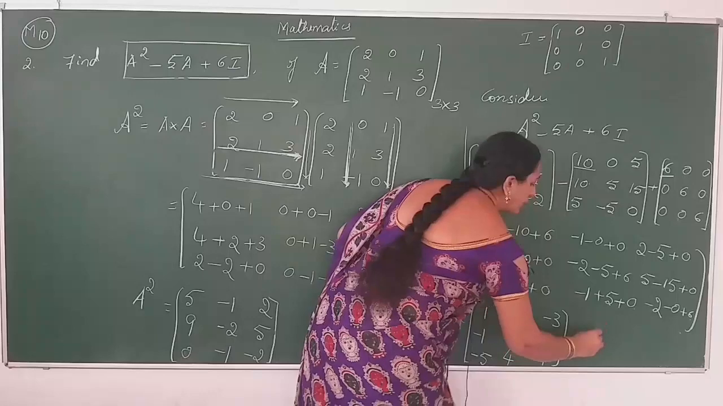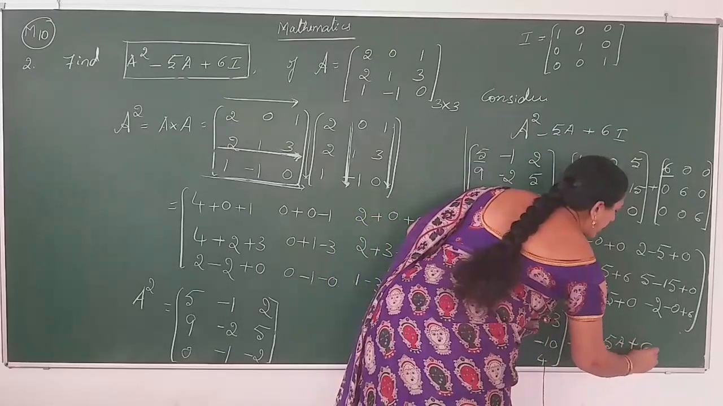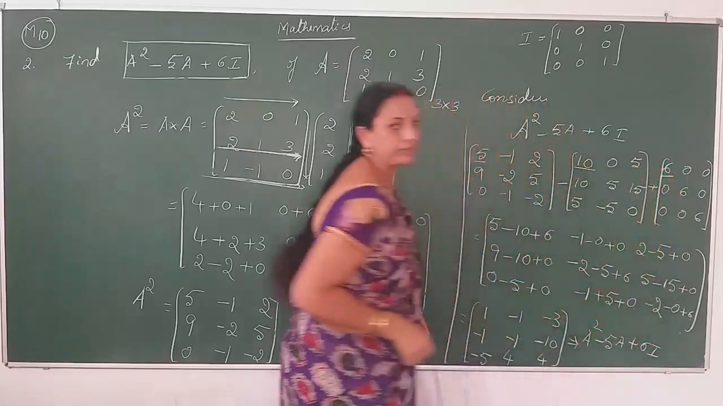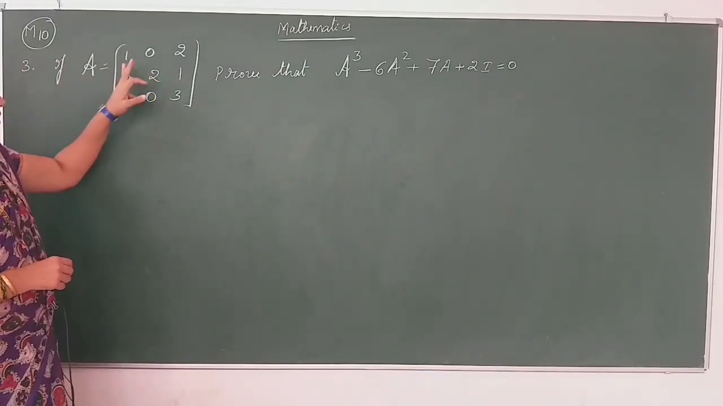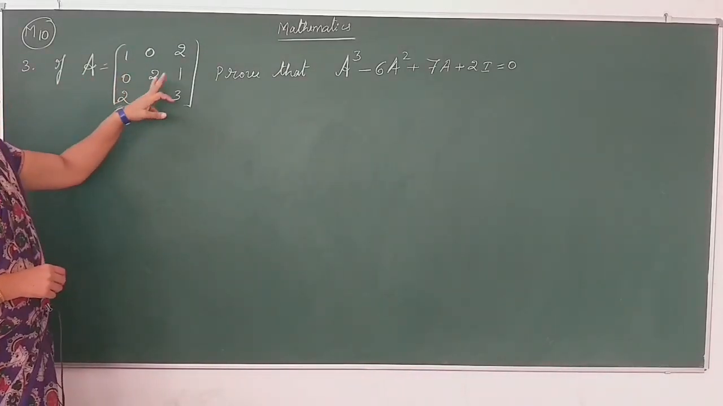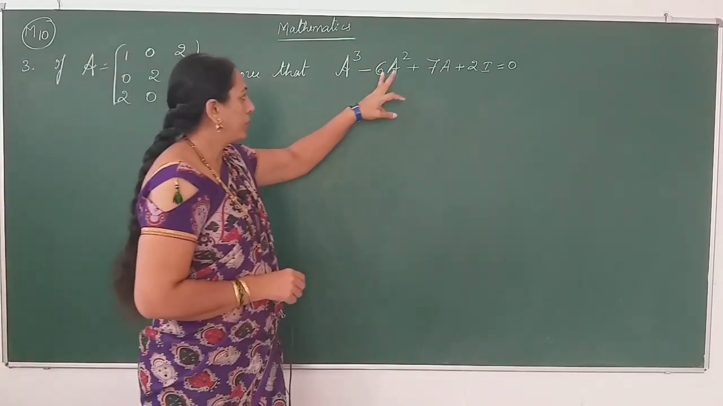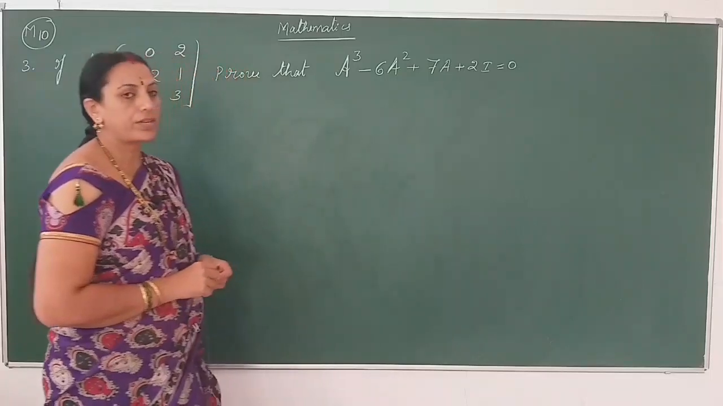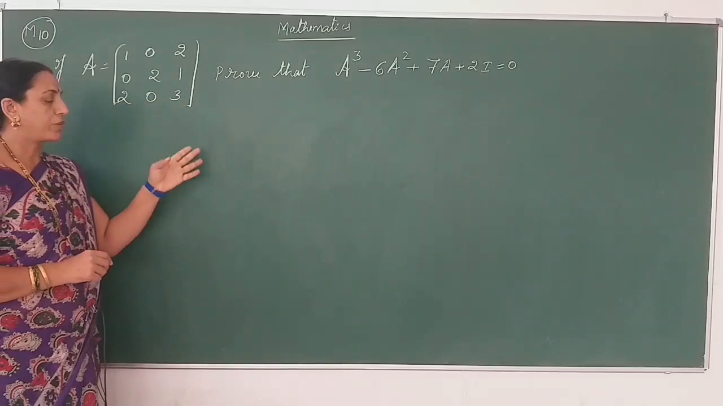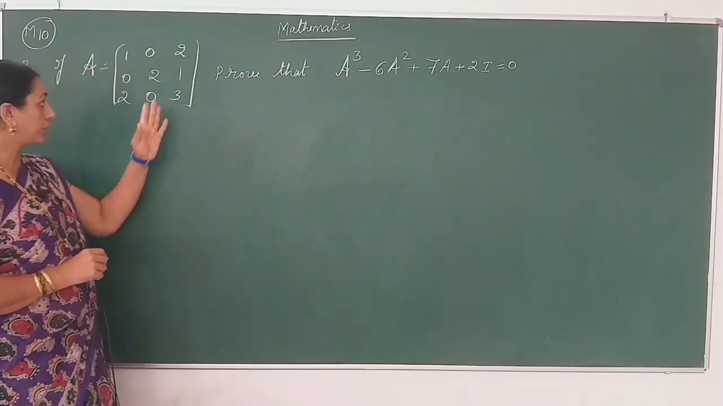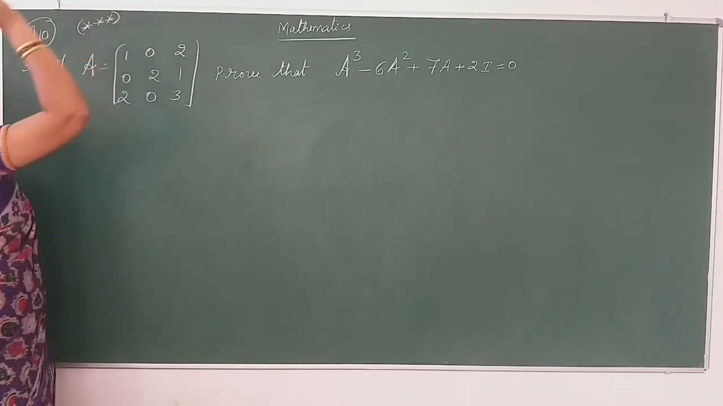That is the solution of A squared minus 5A plus 6. Next one: if A equals [1 0 2; 0 2 1; 2 0 3], then prove that A cubed minus 6A squared plus 7A plus 2I equals 0. These types of problems are most important for the annual examination. It is a 5 mark question, so it's the most important question.